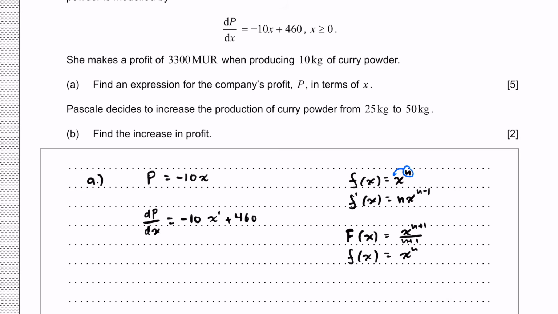So x is raised to the power of 1. Let's add 1 to that. Now it's raised to the power of 2. Remember here, we have this n plus 1. We're also going to want to divide by whatever that new exponent is. So let's divide by 2. All right? Plus 460.